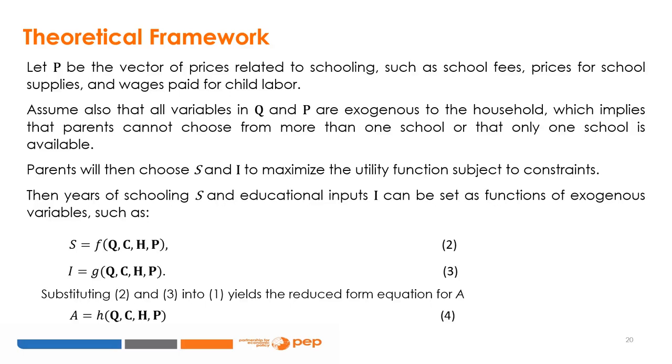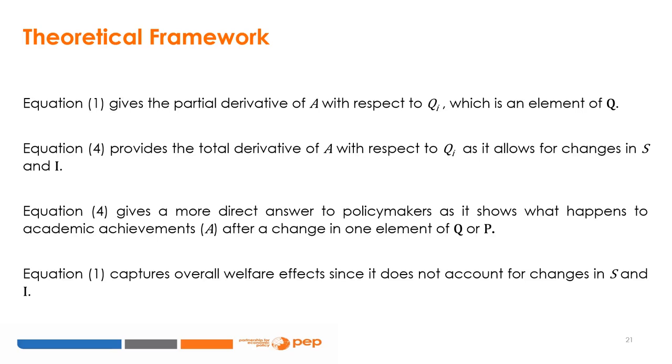If policymakers want to know the impact of policies on years of schooling, S, or learning, A, we can use equations 2 and 4. For example, class size reduction is an element of Q, and altering tuition fees is related to changing one component of P. Equation 1 shows how changes in QI, which is an element of Q, affect A, keeping all other variables constant, and therefore giving the partial derivative of A with respect to QI. On the other hand, equation 4 provides the total derivative of A with respect to QI, as it allows for changes in S and I.